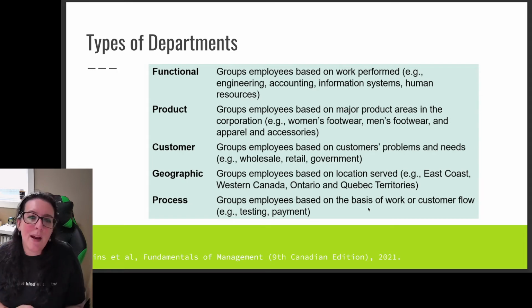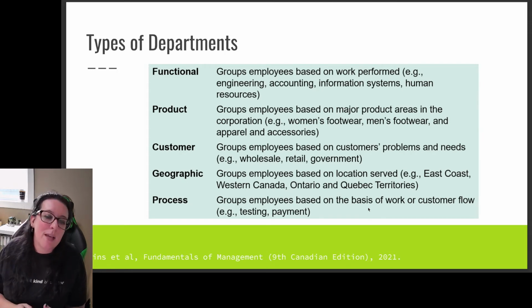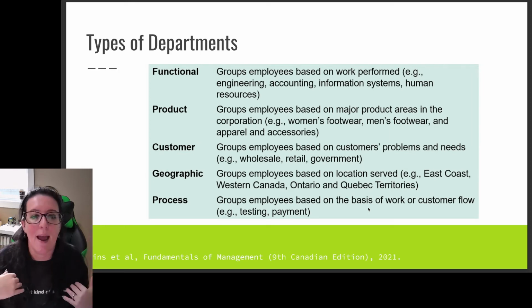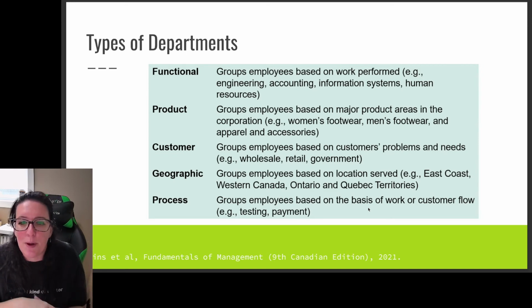And the last one we have here is process-based in terms of the department. Here we're grouping employees based on work or customer flow. For example, if you're looking at a salon, you have workers who deal with haircuts and dyeing hair. That's one group. They follow a certain process flow in terms of washing the hair, cutting the hair, styling it. You might have another group of employees who are part of the spa. So they're more involved in the manicures, the pedicures.